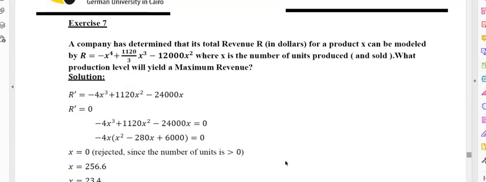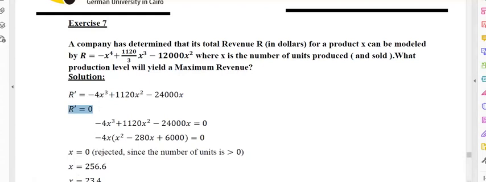In exercise 7, we have a company that has determined that its total revenue in dollars for a product can be modeled by this equation, where x is the number of units produced and sold. What production level, which means what x value, will yield a maximum revenue? We need here to maximize the revenue. Therefore, working in the revenue model, we will get the first derivative first, like we do, and then we equate it by 0 to generate the x values.